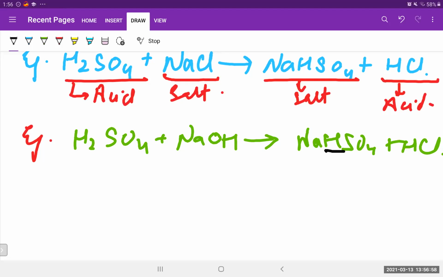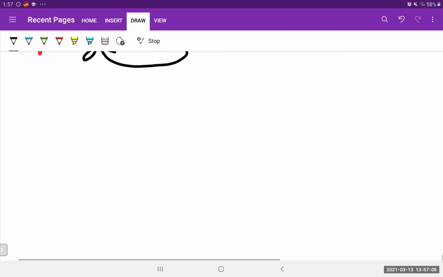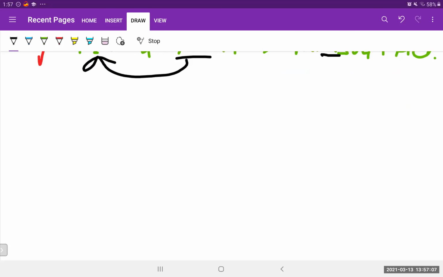Partial replacement of hydrogen, because the sodium is not successful in replacing the whole two molecules of hydrogen. Yes, so that is the case. Let's look at the next type of salt, that is basic salts.